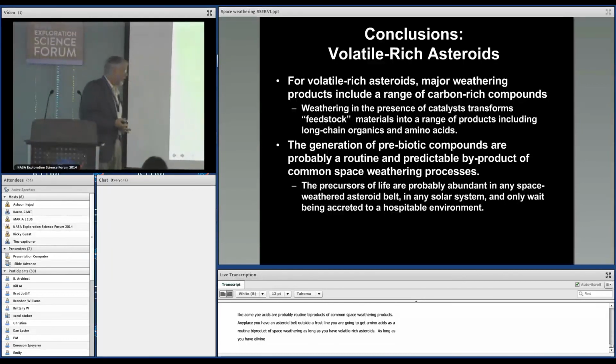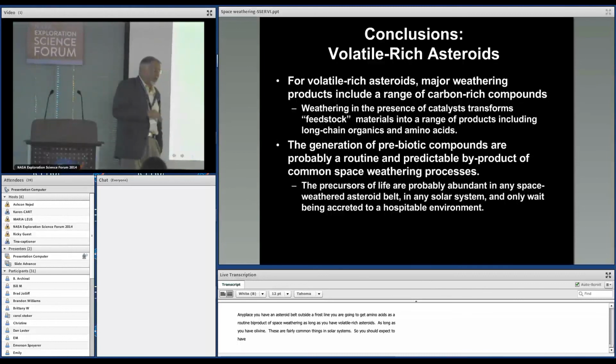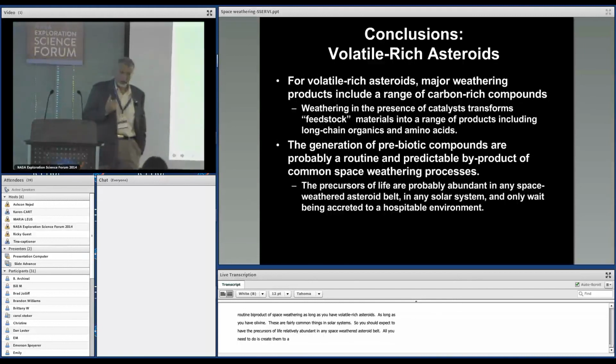These are fairly common things in solar systems. So you should expect to have the precursors of life relatively abundant in any space-weathered asteroid belt. And all you need to do is accrete them to a hospitable environment. So thank you very much.